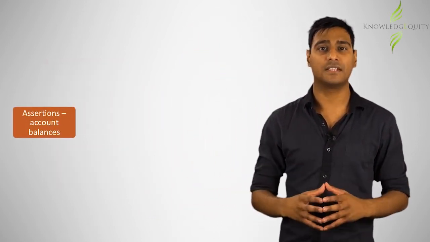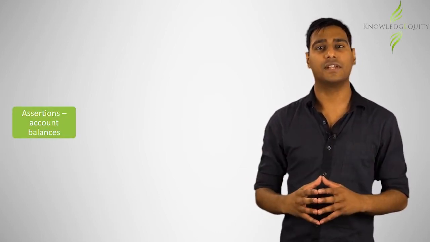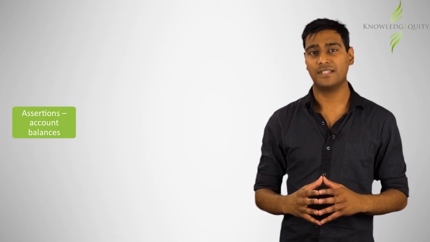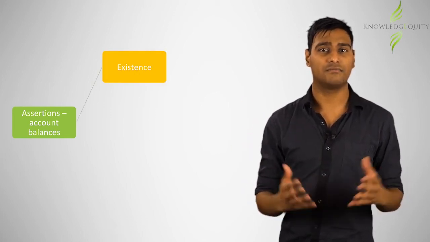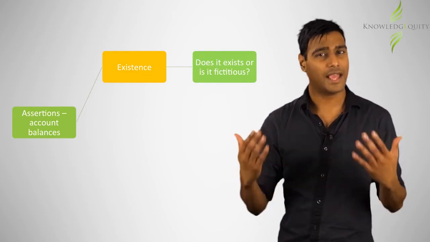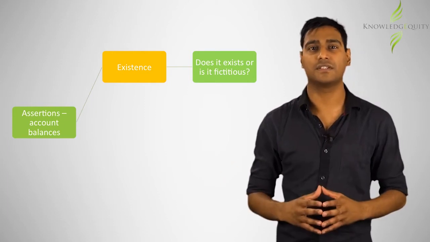Here we will look at the assertions relating to account balances. There are four assertions relating to account balances. The first is existence. Existence basically asks the question, does the asset or liability actually exist? In other words, is it real and not fictitious?